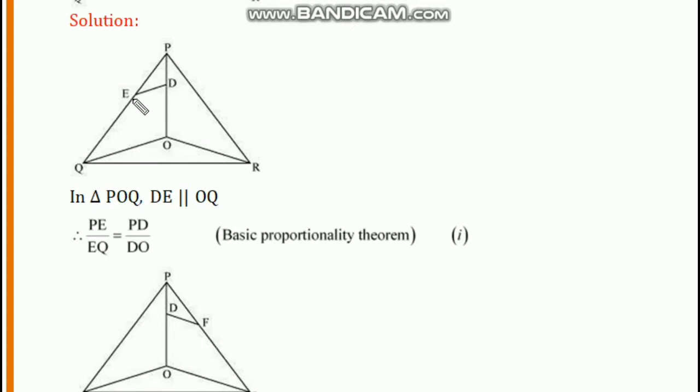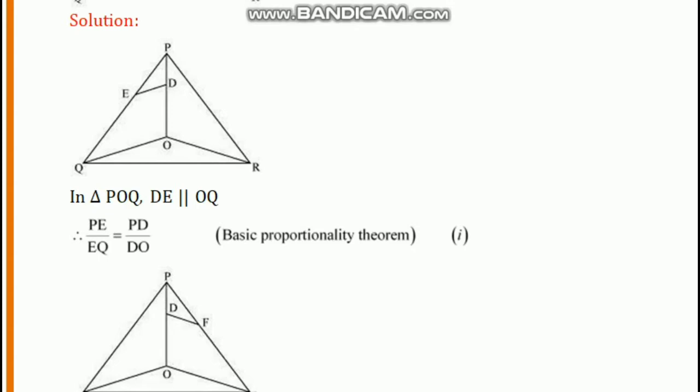So already we know that if a line is parallel to one side of the triangle, then the intersecting line is dividing the remaining two sides in the same ratio. So here we know that PE divided by EQ equal to PD divided by DO, by basic proportionality theorem.